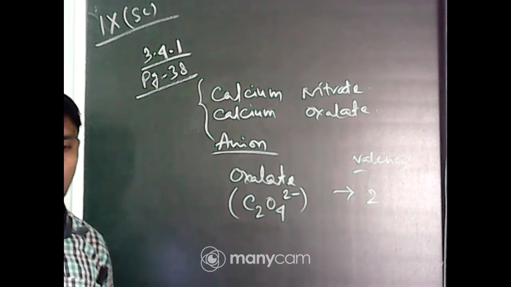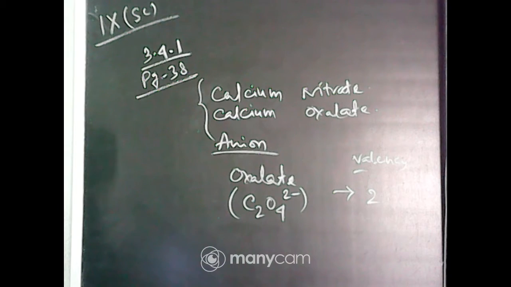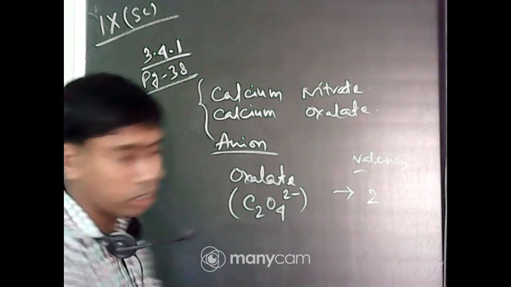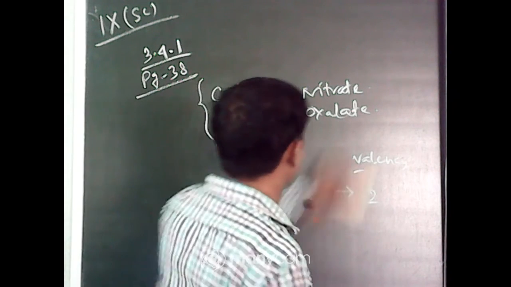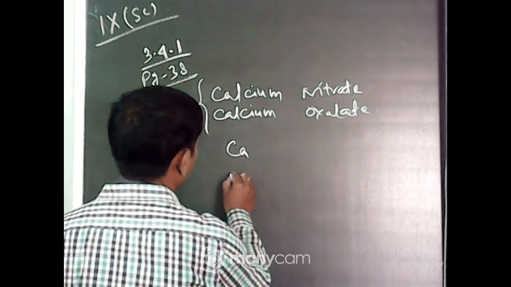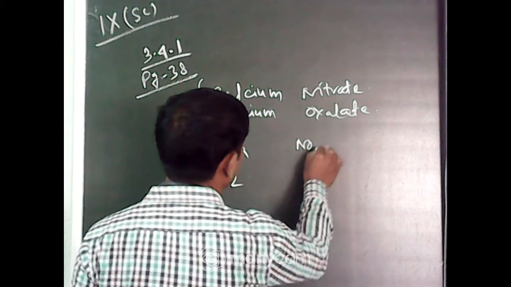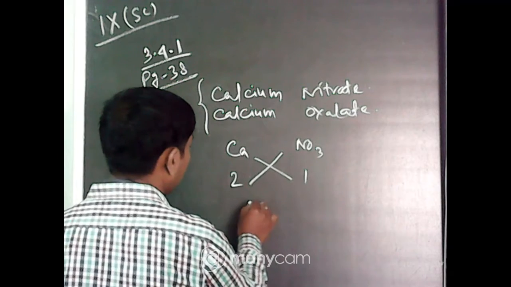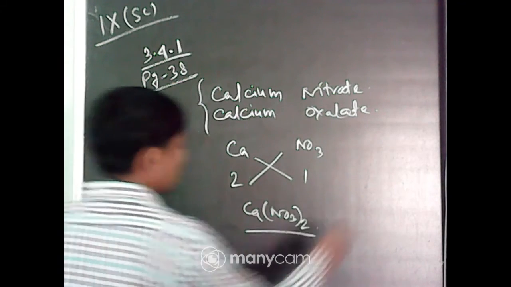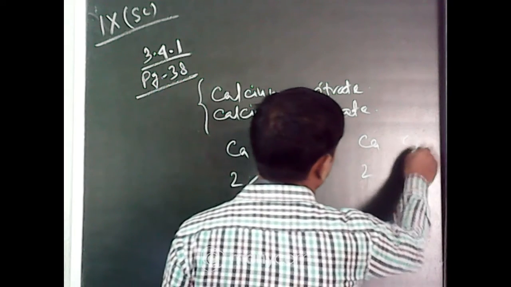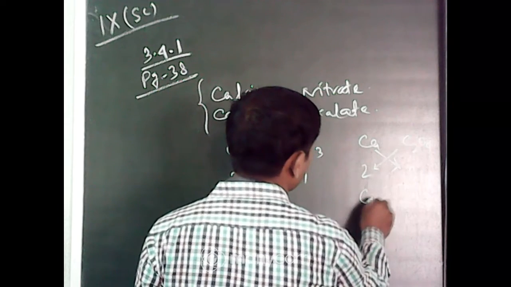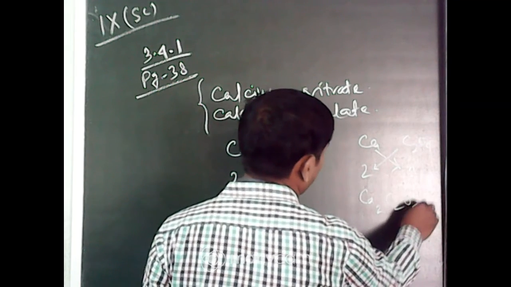Okay, so everyone write it down, calcium nitrate. Now I am showing how the formulas for these compounds form. Calcium Ca, valency is 2, nitrate 1. Now cross multiplying, Ca(NO3)2. Calcium 2, C2O4 2, so Ca2(C2O4)2.